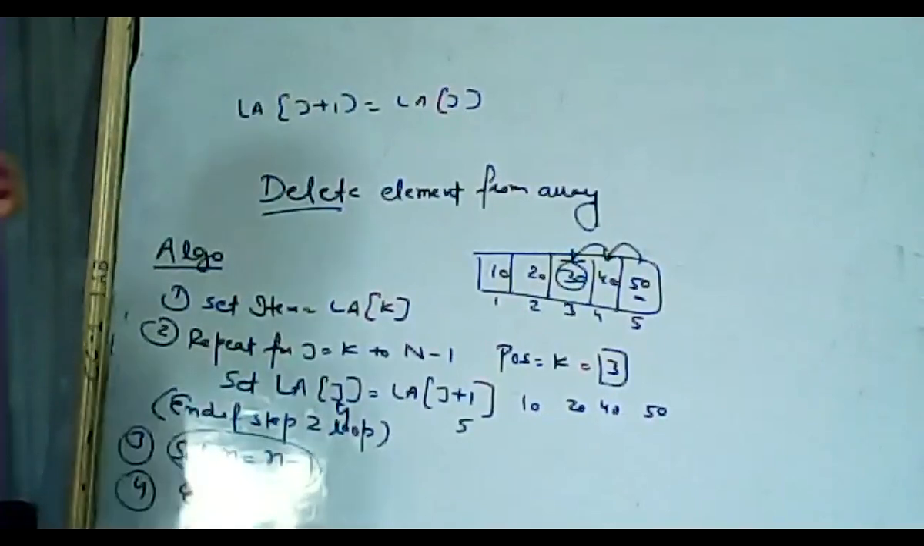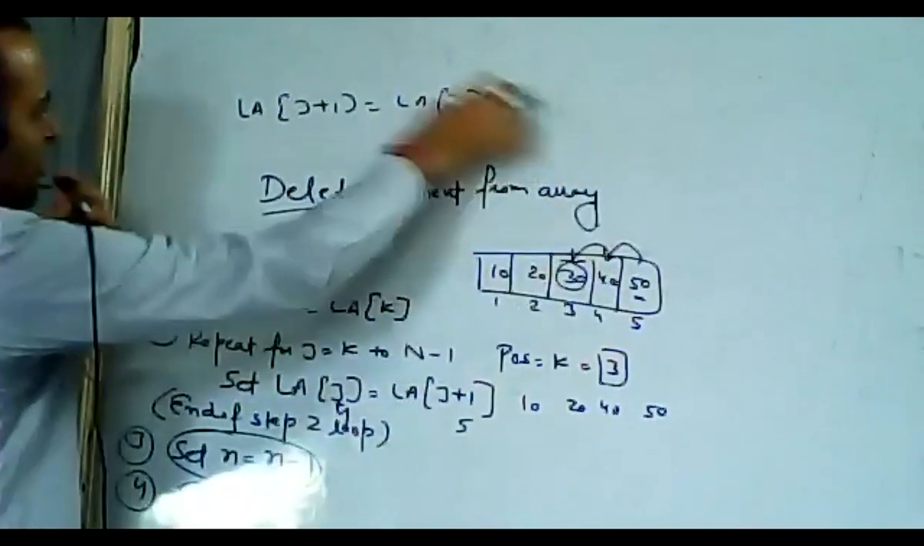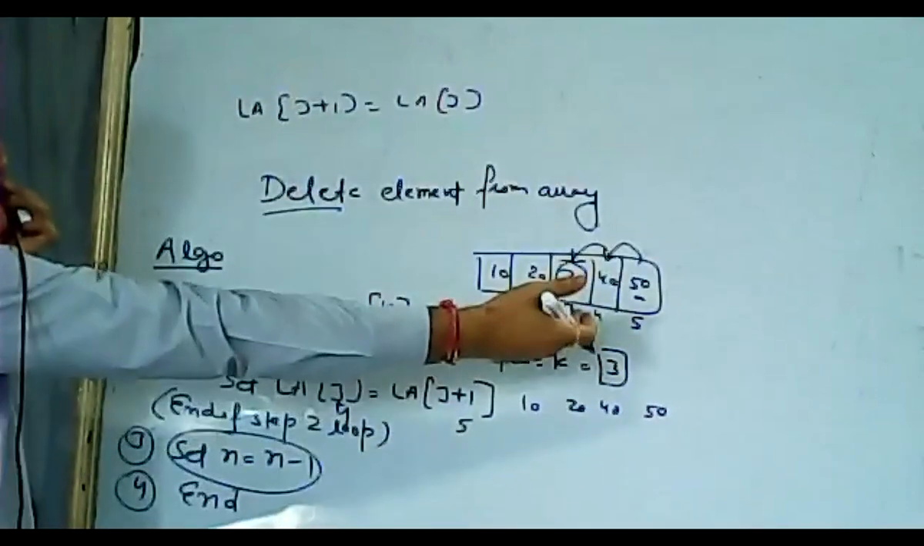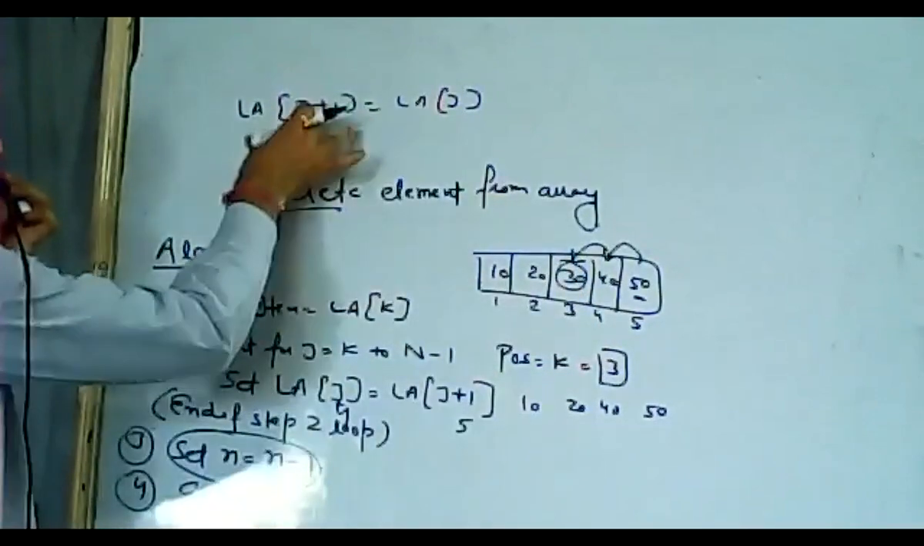अब ध्यान दीजिए, इंसर्शन में आप एलिमेंट आगे भेज रहे थे. J को J plus 1 में डाल रहे थे. Now we have to bring them forward. तो उल्टा J plus 1 is equal to J.